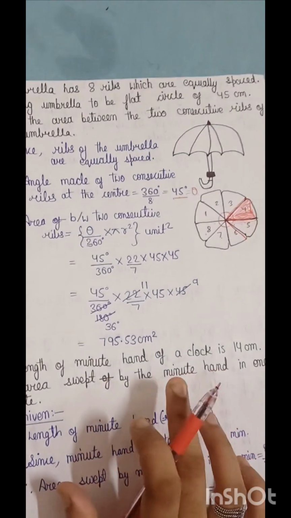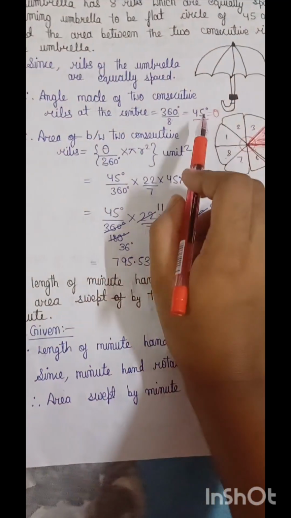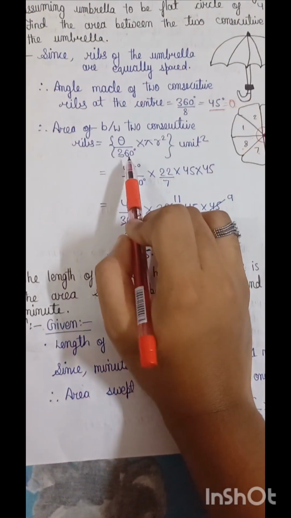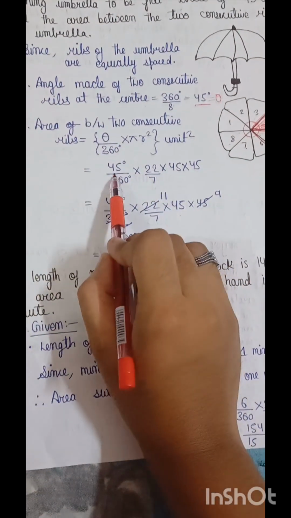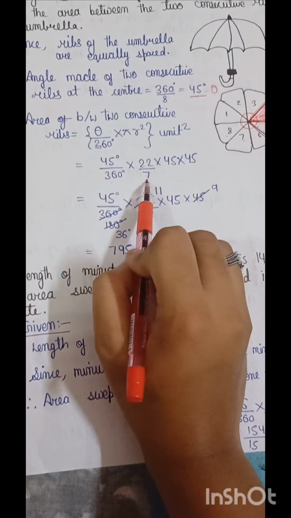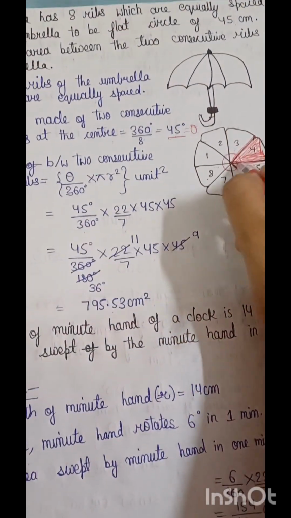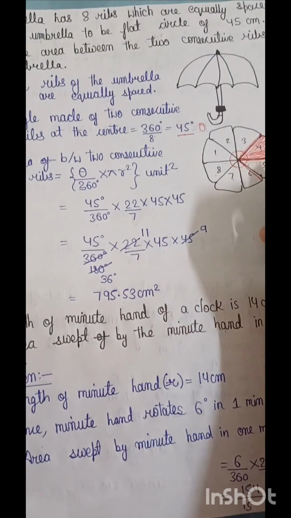Coming to the next, the area between two consecutive ribs, which the question is asking for. As you have got the value of theta, you have to put the value of theta here. So theta divided by 360, pi is 22 by 7 and r is 45 centimeter, because each and every rib is of 45 centimeter.